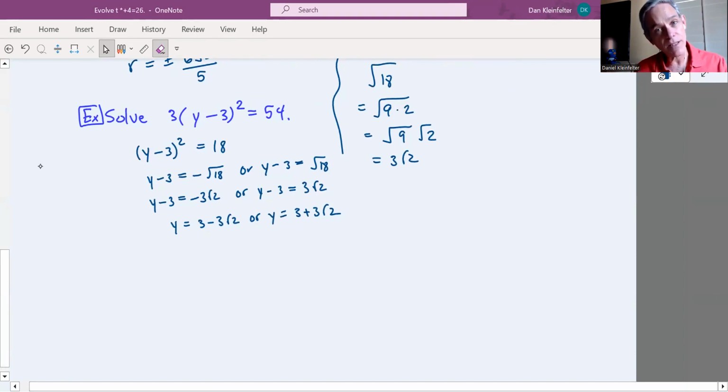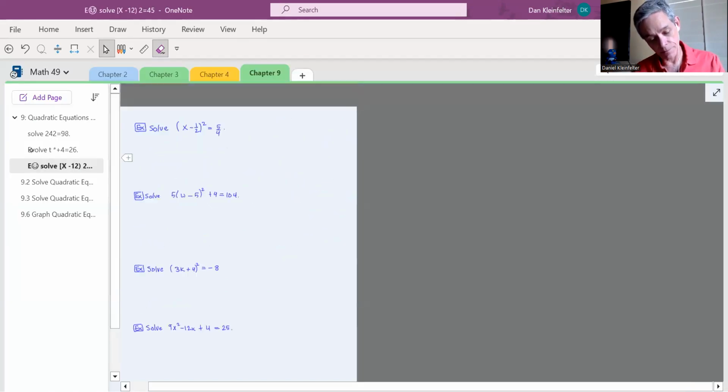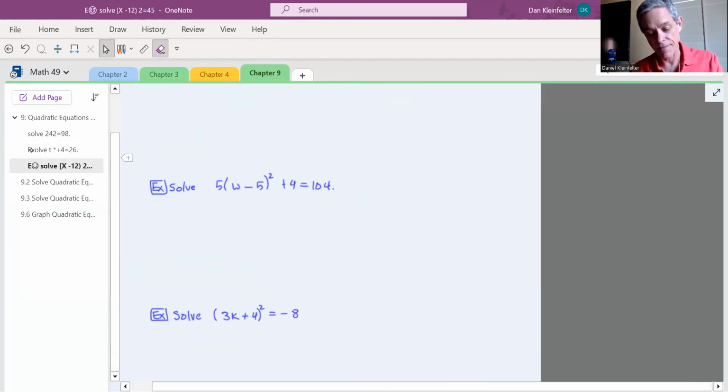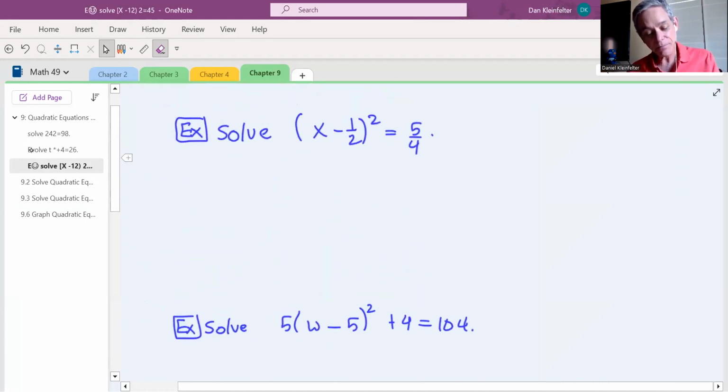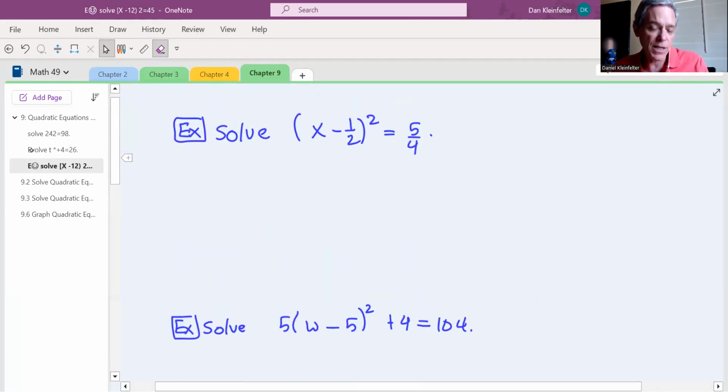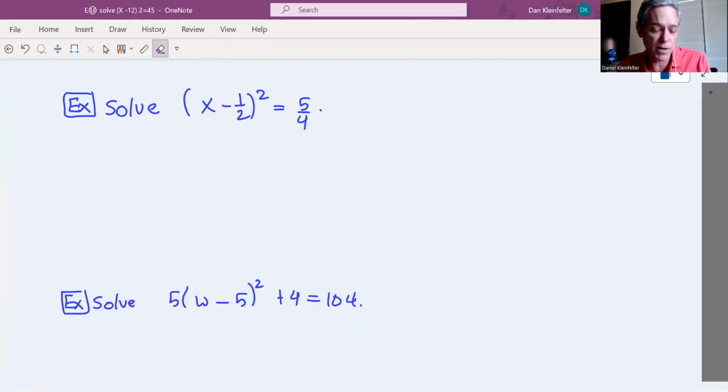Okay, we are almost done, just a couple more examples. Oh, 4 more, sorry. So for the next one, the squared part is already isolated. We have (x minus 1/2) squared equals 5/4. So we'll start by applying that square root property. So we'll have x minus 1/2 equals plus or minus the square root of 5/4.